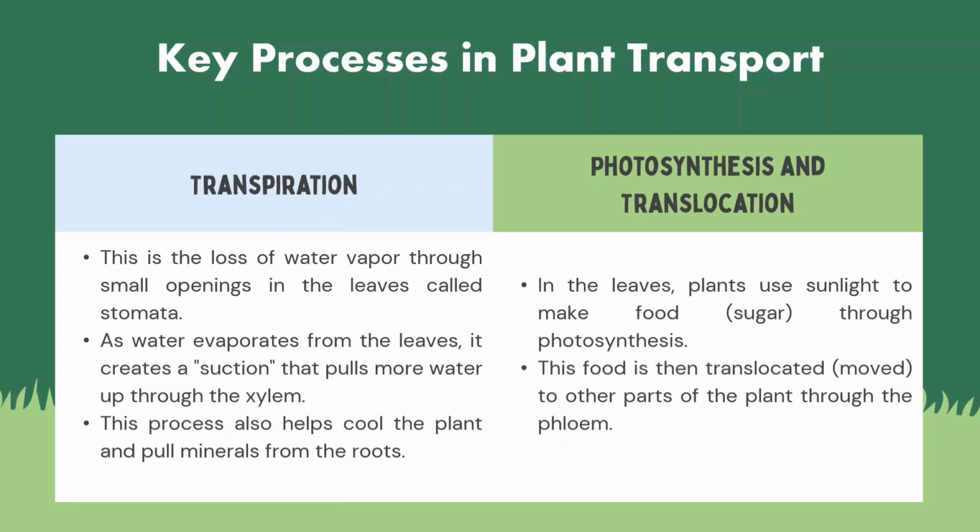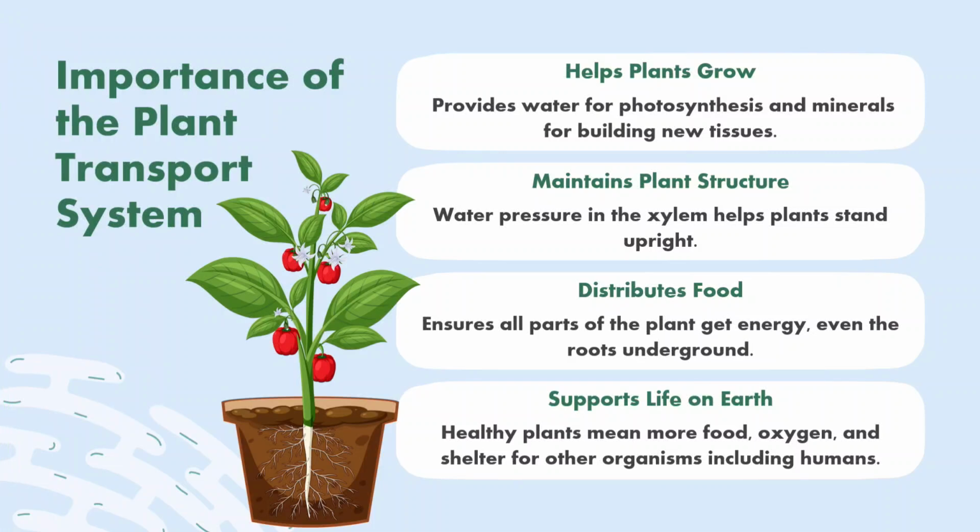And for photosynthesis and translocation, in the leaves, plants use sunlight to make food or sugar through photosynthesis. And this food is then translocated or moved to the other parts of the plant through the phloem. Now, here is the importance of the plant transport system.